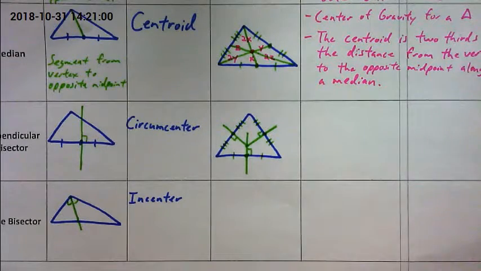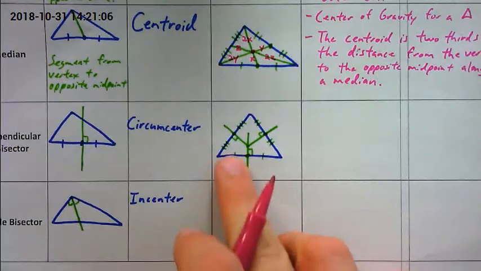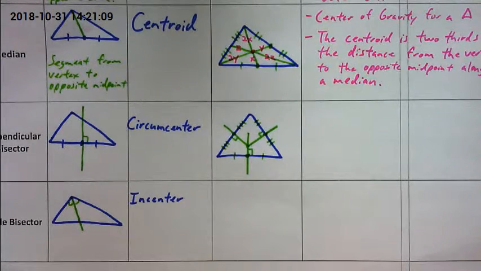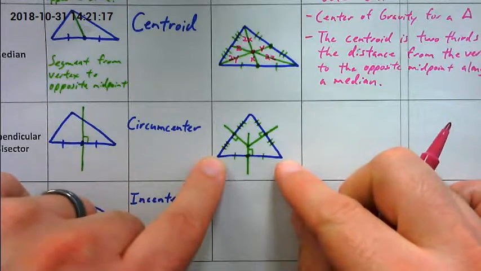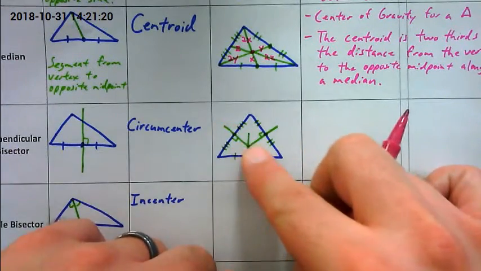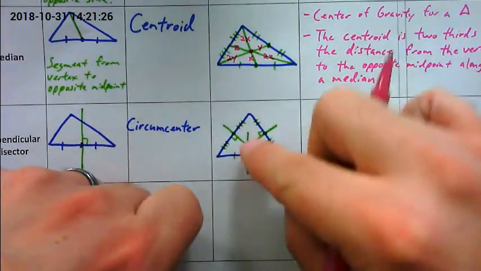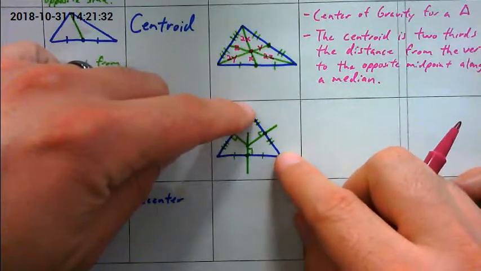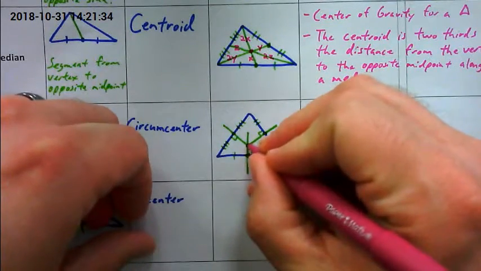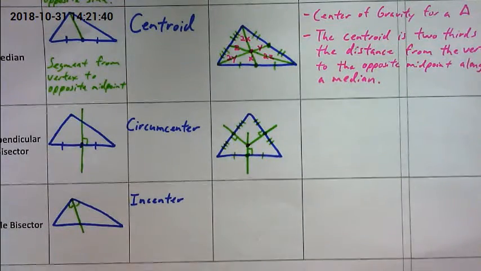Now, since any point on a perpendicular bisector is equidistant to the endpoints of the segment, any point on this one is equidistant to these two endpoints, which are now vertices of a triangle. Any point along this one is equidistant to the endpoints of that segment. Therefore, it's equidistant to these two vertices. Any point along this one is equidistant to its two endpoints, or these two vertices. So where the intersection is occurring means that this point is equidistant to all three vertices. Yes?